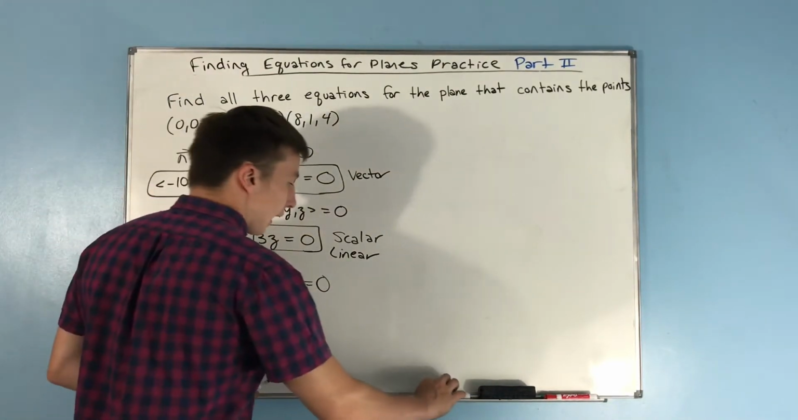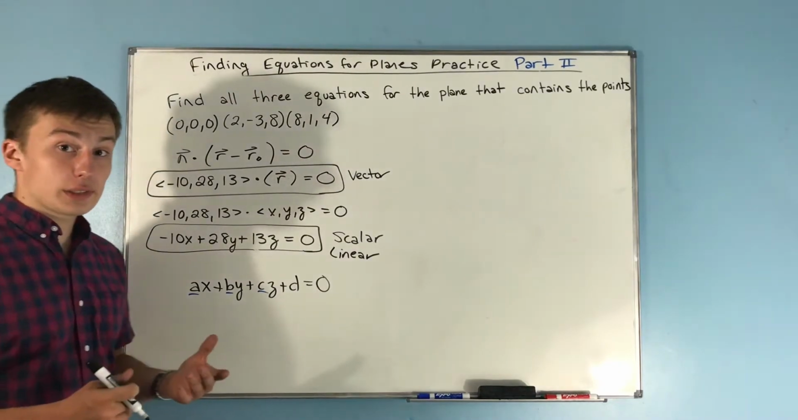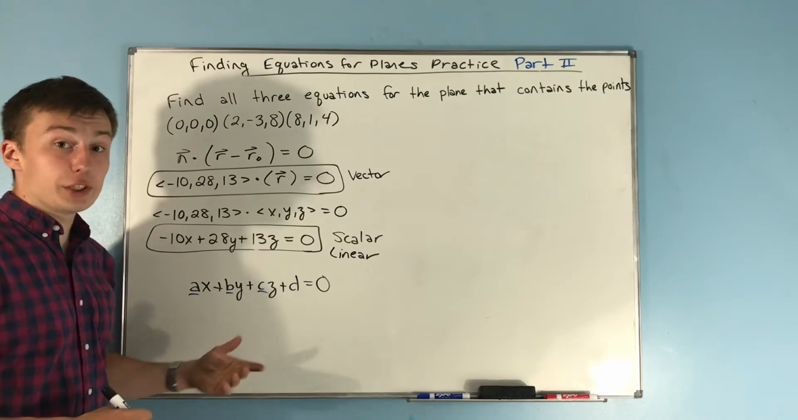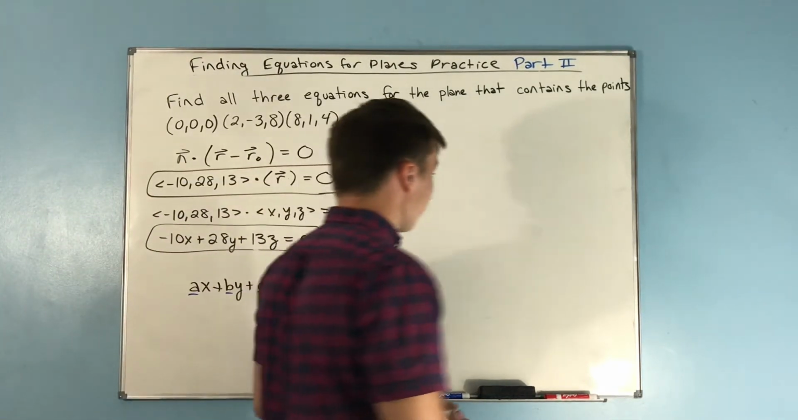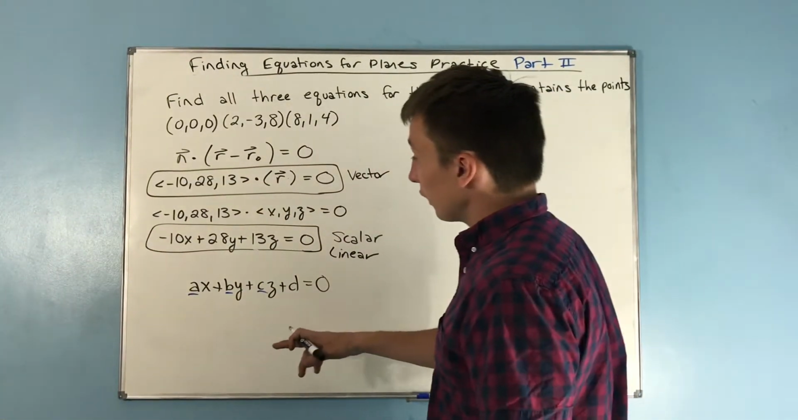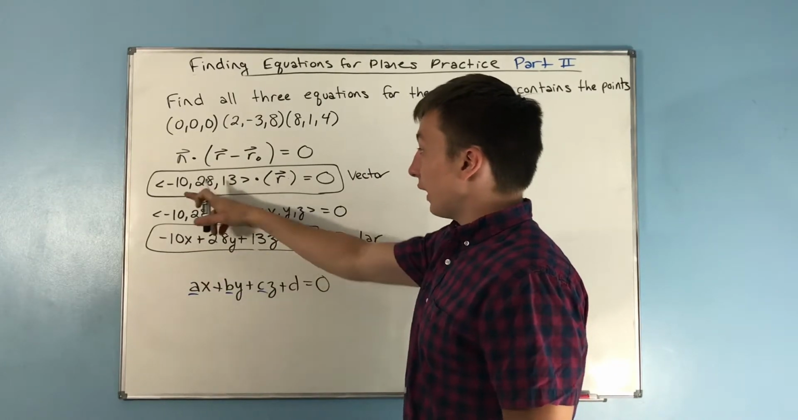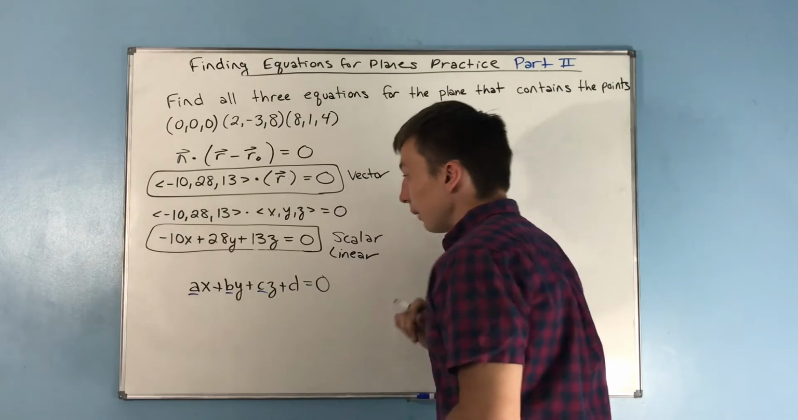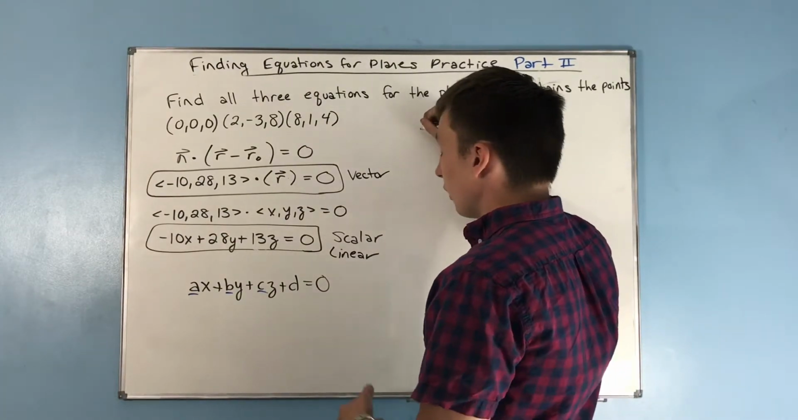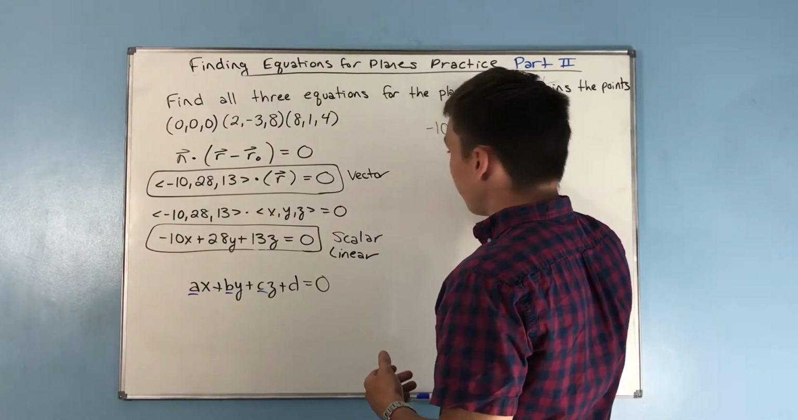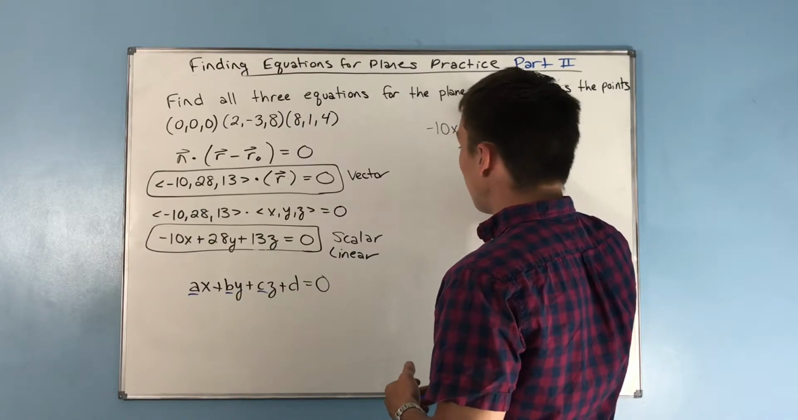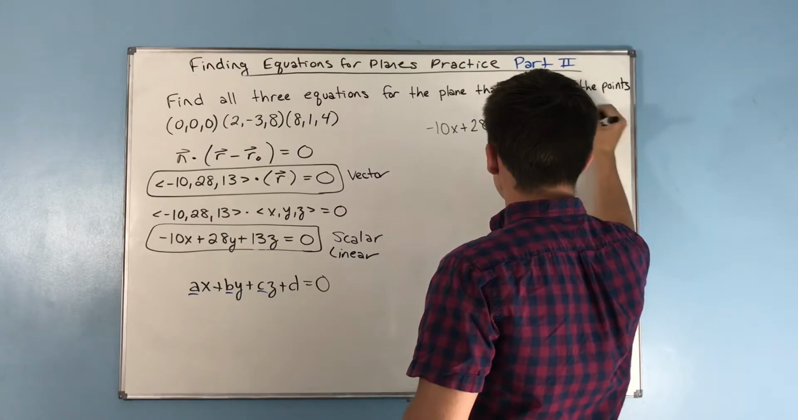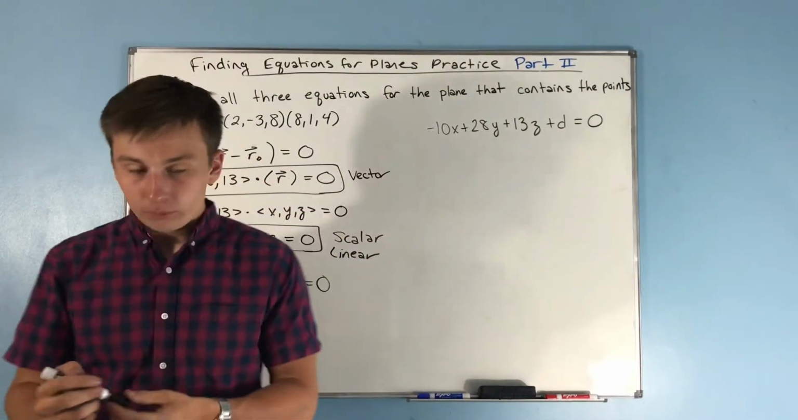So if you were just asked to find the linear equation and nothing else, you could actually do that a lot faster than going through all the equations just to get to your linear equation. Our normal vector is negative 10, 28, 13, and you can see that's where we plugged in a, b, and c here. So we immediately have negative 10x plus 28y plus 13z plus d equals 0.